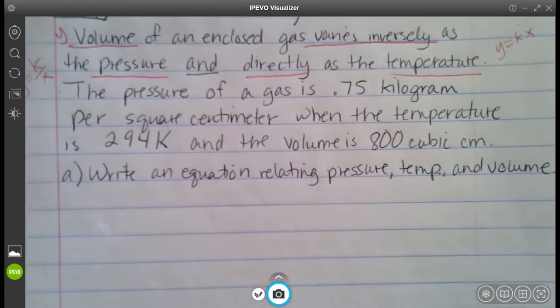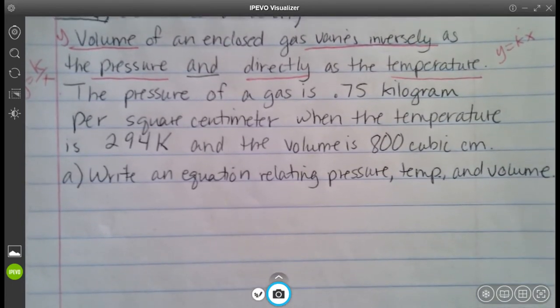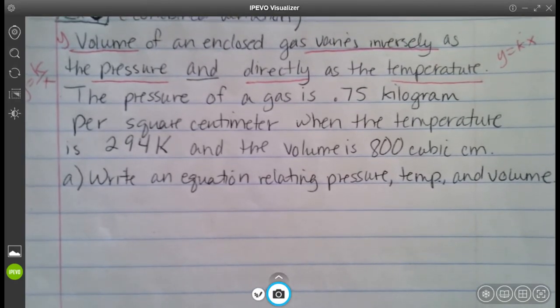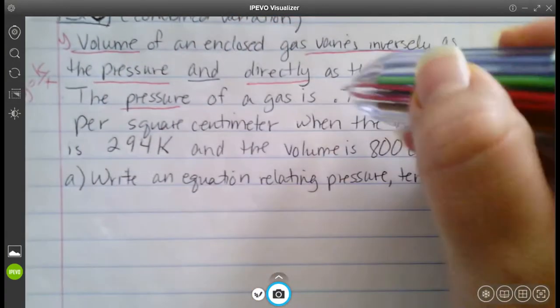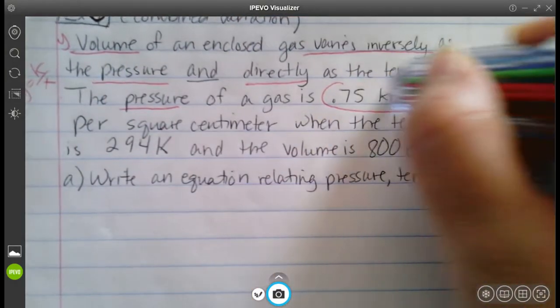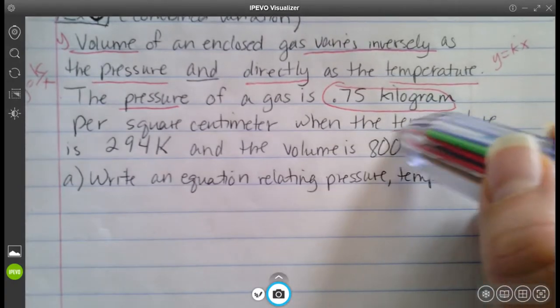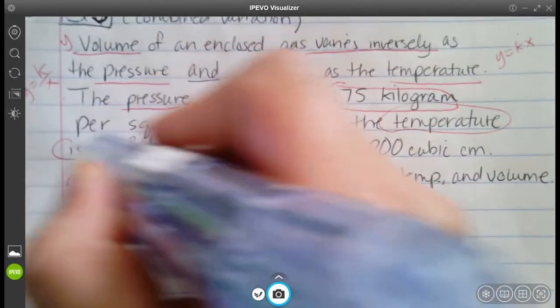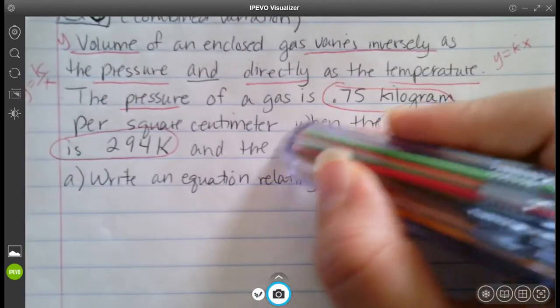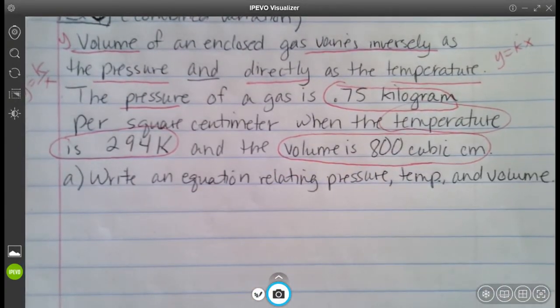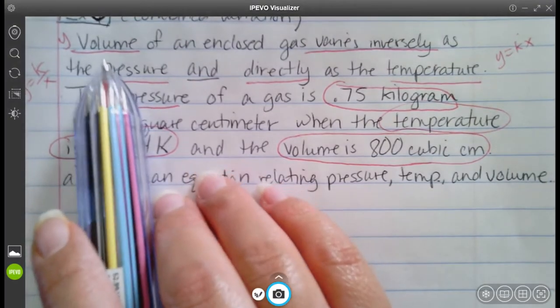So all we're going to do for this one is write the equation. And we're going to do that by figuring out what our K value is. So we're going to use what we have. We know that the pressure is 0.75 kilograms, the temperature is 294 Kelvin and the volume is 800 cubic centimeters. So we know that the volume, based on what I did up here, is going to be our Y.